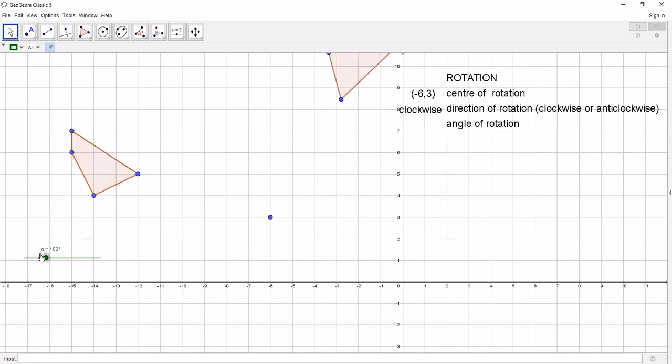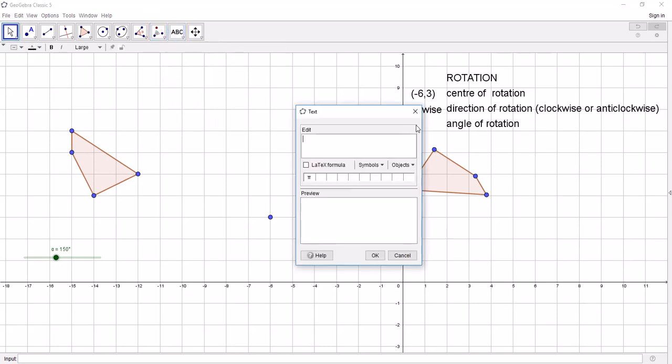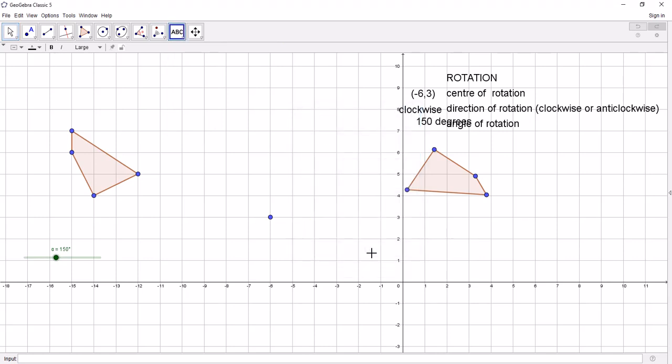So what I'm going to do is move mine by 150 degrees. So my angle of rotation is going to be 150 degrees, but I'm going to show you how to calculate that, so we can check that I've got it right.